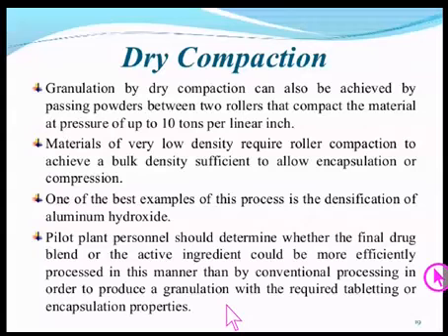Slugging, just like slugging, the dry compaction is also another alternative for establishing the process at the intermediate scale level or in the pilot plant. Granulation by dry compaction can also be achieved by passing powder between two rollers that compact the material at pressure of up to 10 tons per linear inch.